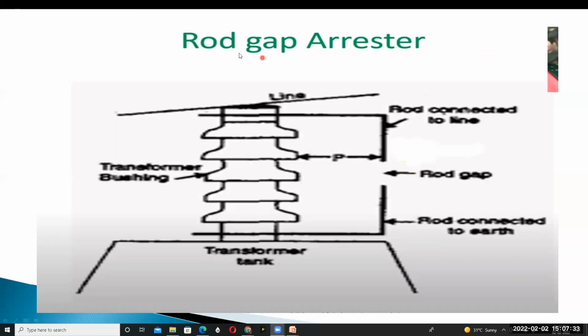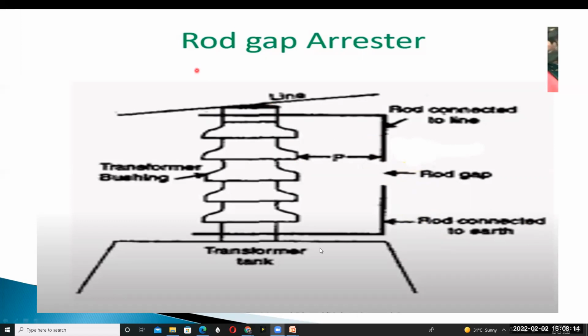This is called the rod gap arrestor. This is the rod gap. This is one of the insulators, the transformer bushing. To protect the transformer bushings against lightning, the rod gap arrestors are used here. This is the transmission line, and the rod gap is connected like this. One end of the rod gap is connected to the transmission line, and the other is connected to the ground. This is the distance between the insulator and the rod gap.